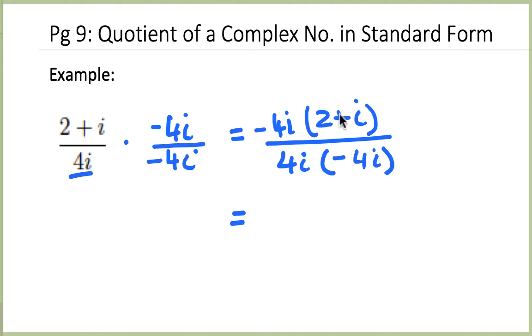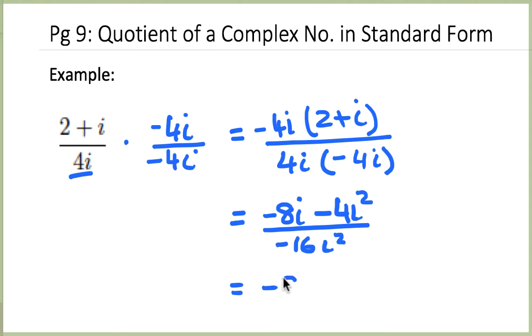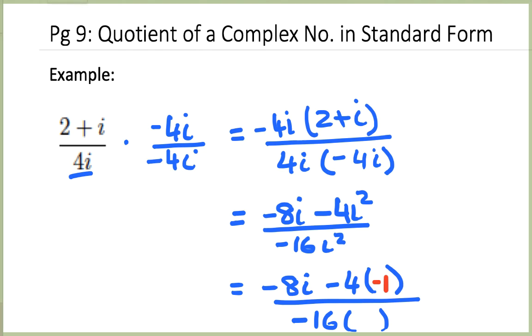Now, in the numerator, we're going to just distribute minus 4i. We get minus 8i. Minus 4 with the i is minus 4i squared. Denominator, we already just did it previously. It's going to be negative 16i squared. Now replace the i squares by minus 1. What do we get? Negative 8i minus 4, and we're going to replace this i squared by minus 1, guys. Keep that in mind. Denominator negative 16, i squared becomes minus 1.